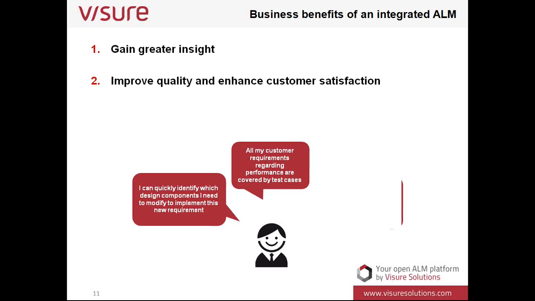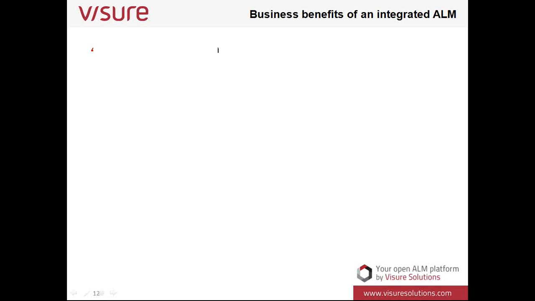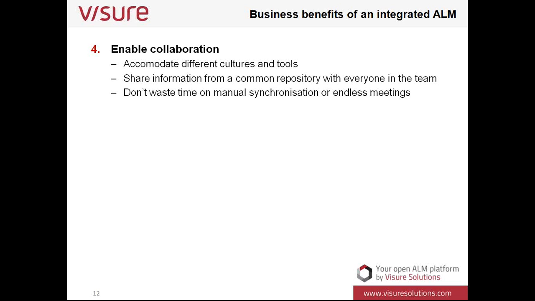The second one is to improve quality by complying with standards and also enhance customer satisfaction by breaking down the developer and customer barrier. Third one, of course, make better decisions based on metrics, not on feelings or intuition. The fourth one, obviously, enable collaboration. So now distributed teams can work efficiently by sharing the same platform and having access to up-to-date information of all related artifacts.